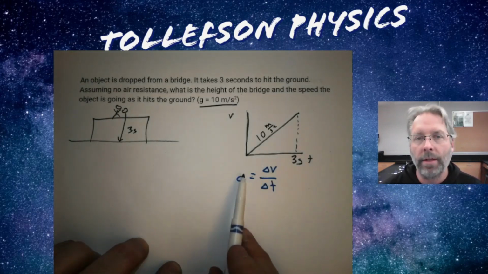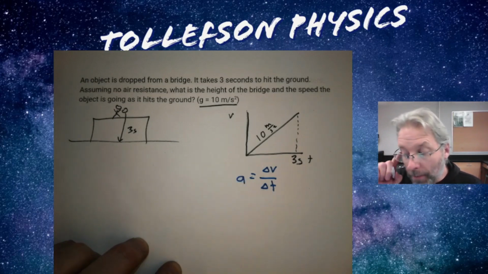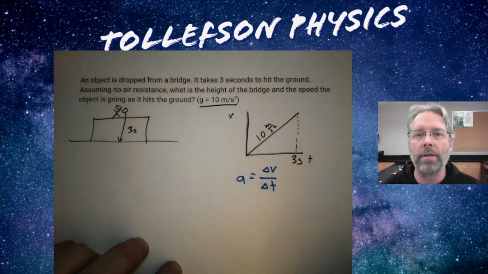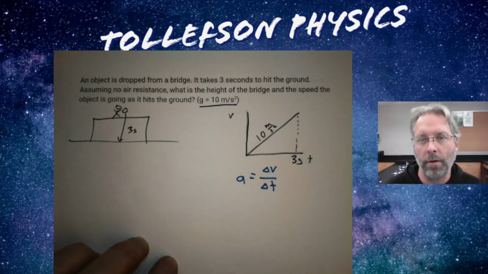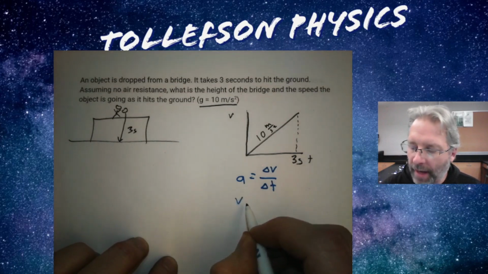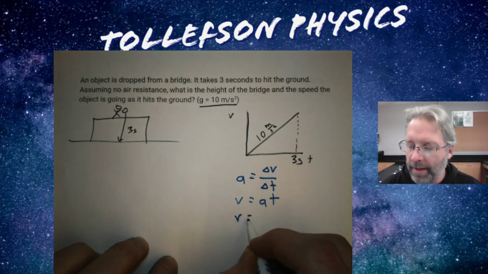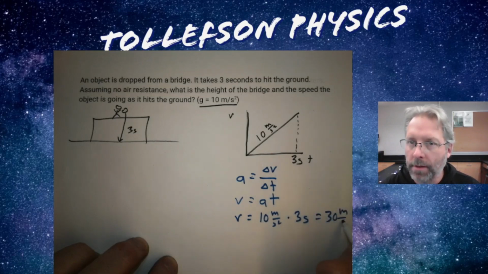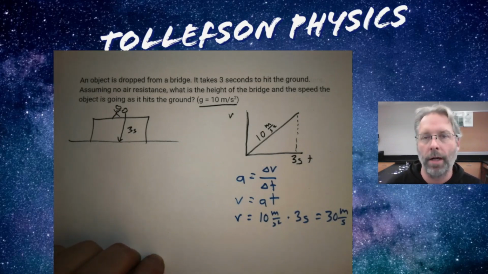Let's look at the things we know. We know the slope is 10, and we know the time is 3 seconds. So it's not a bad idea to cross multiply this. What do I mean? Multiply both sides by t. I'm going to drop the deltas because everything's going back to 0 in this case. So that final velocity is going to equal the acceleration times the time. My velocity is going to equal 10 meters per second squared times 3 seconds, and that is 30 meters per second. Cool, so I now know how fast it's going when it hits the ground.